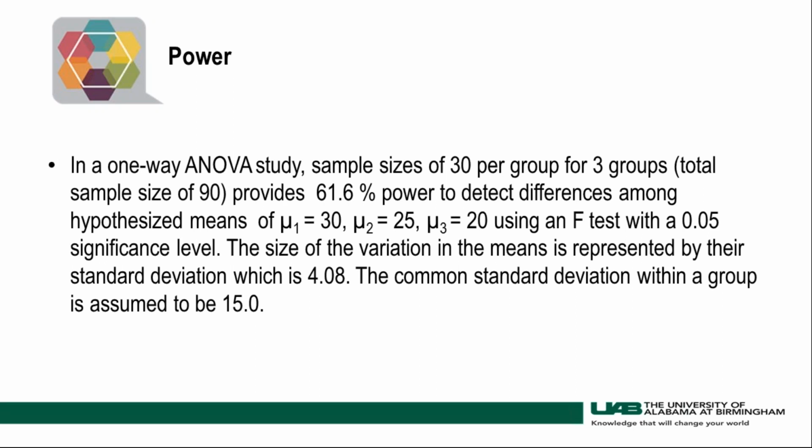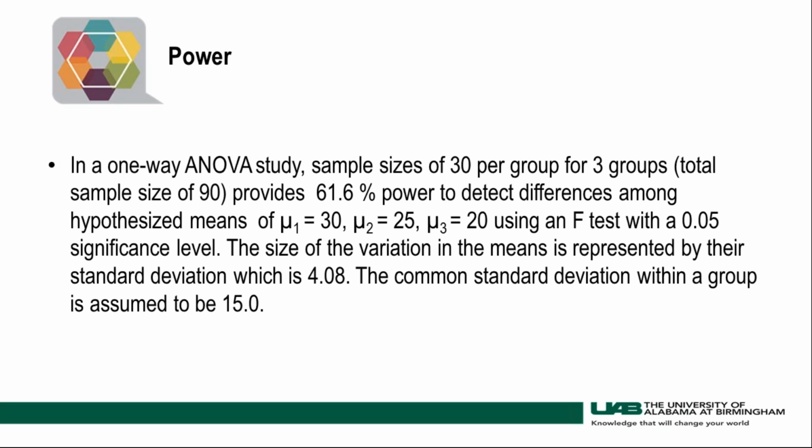Notice something, I did not say two-tailed. ANOVA is not two-tailed. A variance is a squared estimate. It cannot go negative. I square everything in these calculations, so all evidence is thrown into an upper tail. So I just have to say a significance level, not two-tailed. The size of the variation is represented by their standard deviation of 4.08. So I literally say to them, this is what that standard deviation is.